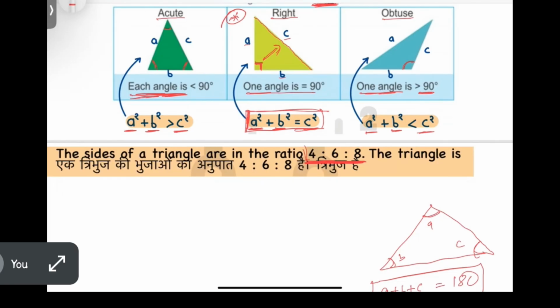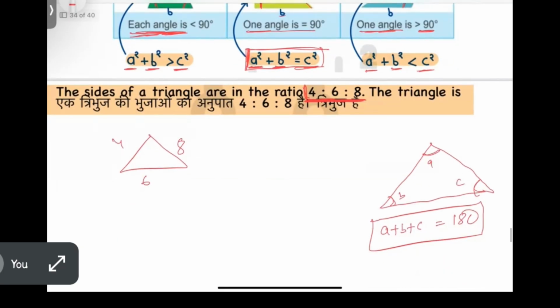Now here, if I have a triangle with sides 4, 6 and 8, then I need to check a square, b square and c square. A square is how much? Let me use a is 4 here, b is 6 here, and c is 8 here. A square is how much? 4 square is 16. And b square is how much?